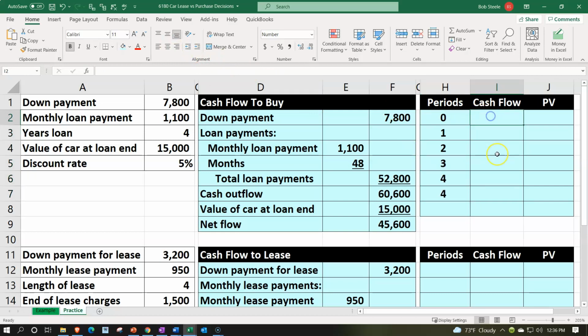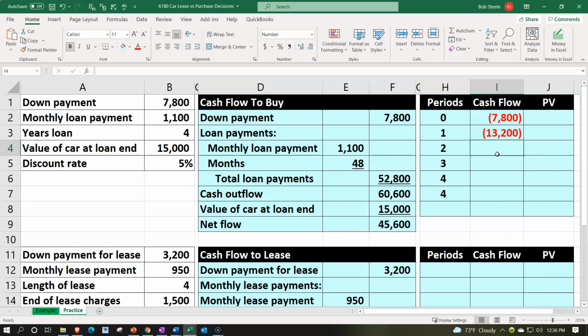We got the initial cash outflow. I'm going to put the cash outflows as negative on this type of calculation. So I'm going to say negative 7,800. Obviously, most of the items are going to be outflows because this is what we're talking about, paying for something. And then we're going to say that yearly payments will be equal to the 1,100. I'm going to multiply times 12 for the outflow of 13,200.